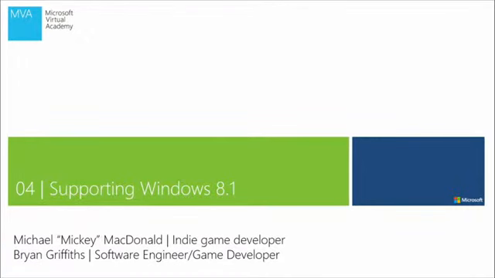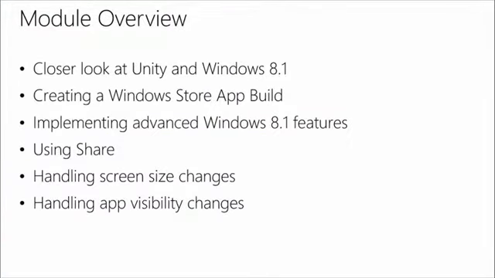Yep. Okay, so the overview for what we're going to do here is we're going to take a quick look at Unity and Windows 8. We'll take a look at creating the actual build. So we'll jump into Unity. I'll show you how to actually build this Visual Studio solution. And then we'll talk about implementing some advanced features like using share. We'll talk about how to handle the screen size changes, which is one of the certification requirements, is that you actually handle the change in screen size. And then we'll take a look at how to handle app visibility changes. And by that I mean when your app is no longer in focus. That's right.